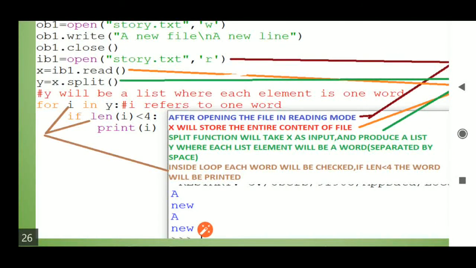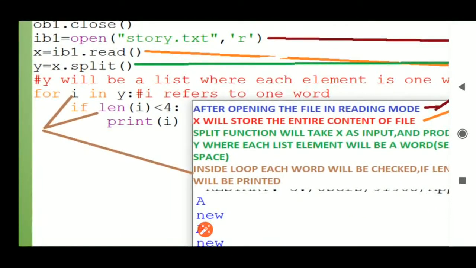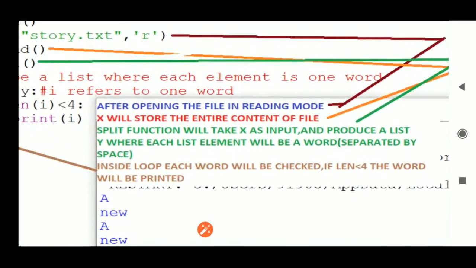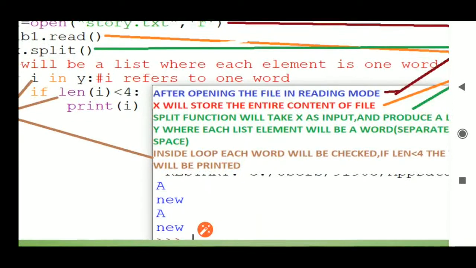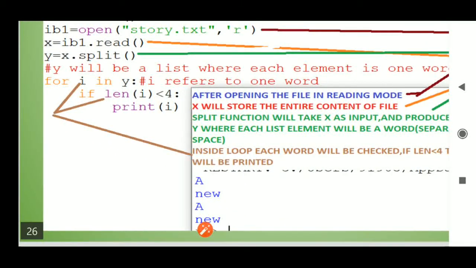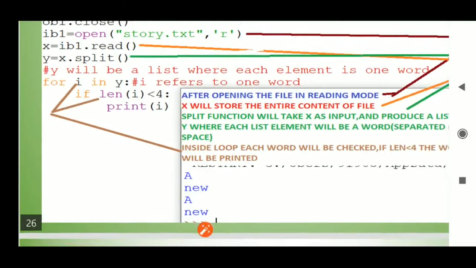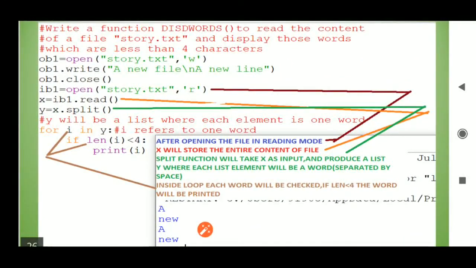Then what we are doing, for i in y, follow this brown line. What is written inside the loop: each word will be checked, and if the word length is less than 4, the word will be printed. For i in y, if len(i) is less than 4, print i. So this is how we read the content of a file word by word, and print those words where the word length is less than 4 characters.